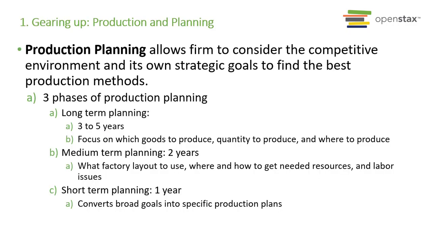Let's get into production planning. It allows a firm to consider the competitive environment and its own strategic goals to find the best production methods. I'm sorry, but I'm going to probably have to use a bunch of Tesla examples, only because it's just phenomenal. In terms of capacity, when Elon Musk created the Gigafactory, and now there's several out there, some people thought, why does it have to be so big?